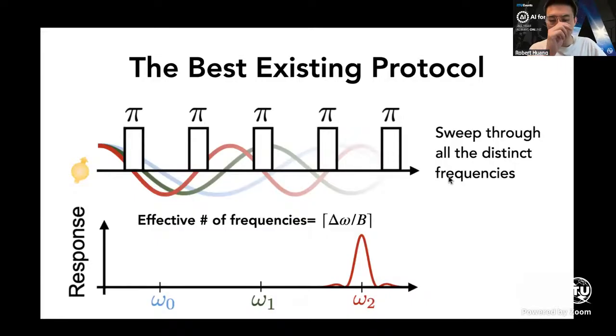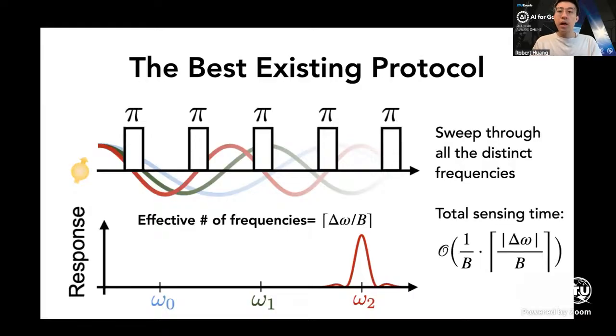And also one can do a unit test. Basically, frequency and the field strength have the same unit. Hence, when we divide one by the other, we get something that's unitless, which is what a number should be. Together, the best existing protocol has a sensing time that scales like this: 1/b comes from each frequency. For each frequency, one would need to run the experiment for 1/b time, and then one would need to loop through all the different frequencies, giving rise to this scaling of delta omega divided by b. So that's the total sensing time required by the best experimental protocol for sensing a classical field.